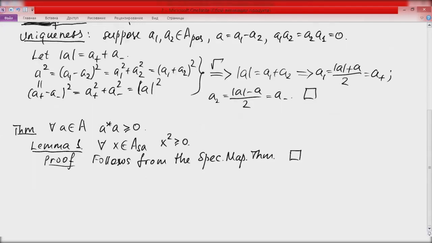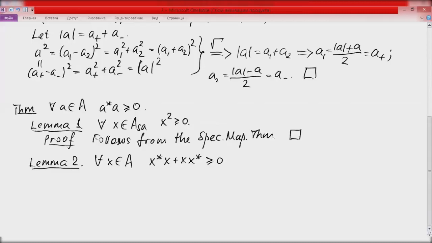Okay. Now lemma 2. For each element x in our algebra, the element x star x plus x x star is positive. So we take our element x and let's write it in the following form. So x is y plus iz, where y and z are self-adjoint. So we know that this is always possible, and y and z are uniquely determined by x. And then x star equals y minus iz.